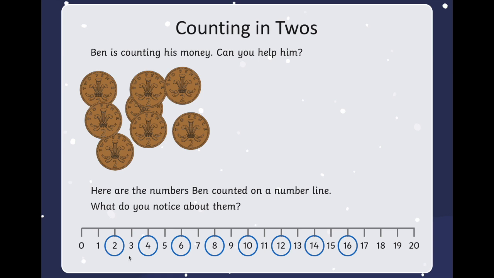Here we have 2, 4, 6, 8 and 10. Now after 10 we have 12. There is a 2 in 12, then we have a 4 in 14 and a 6 in 16. If we were to count again by 2, which number would we land on? That's right, we would land on 18. 2 more than 16.